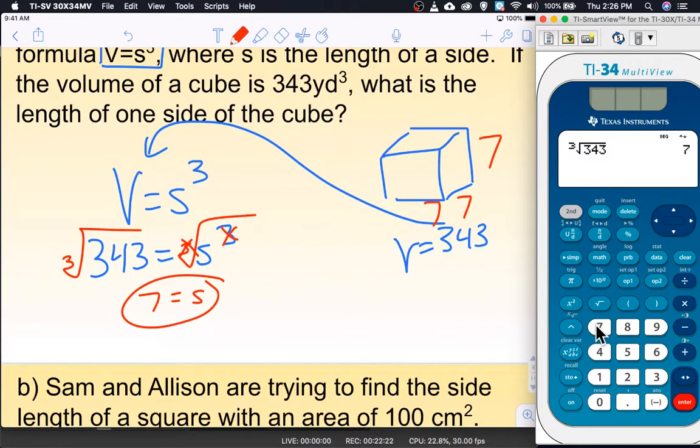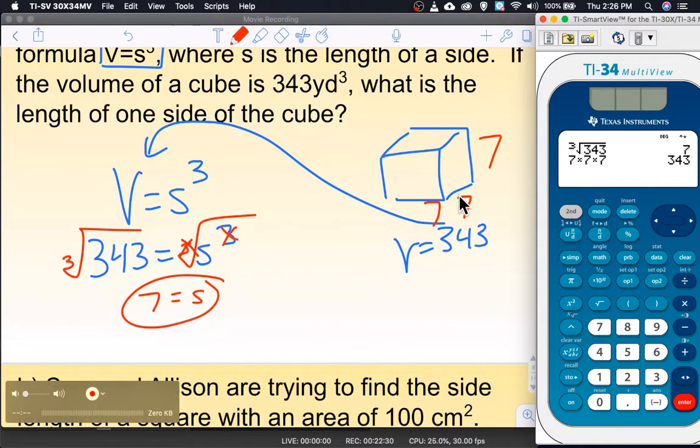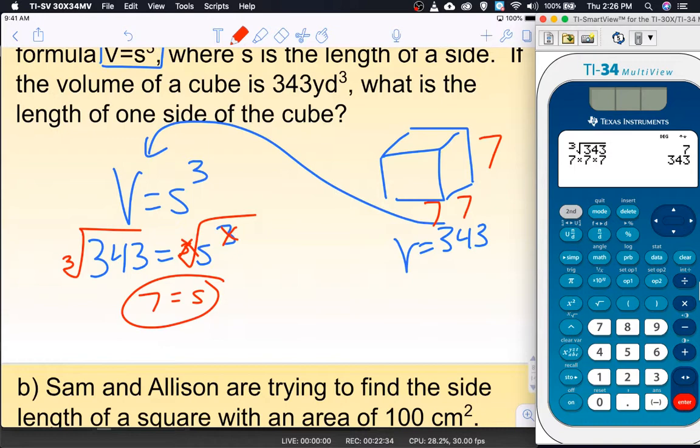And I can show that, or prove it, because if I do 7 times 7 times 7, we get 343. That's length times width times height. And it worked.